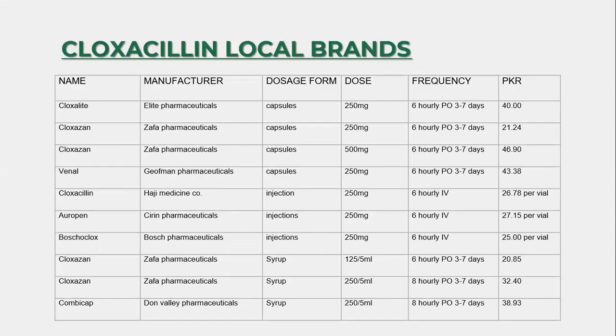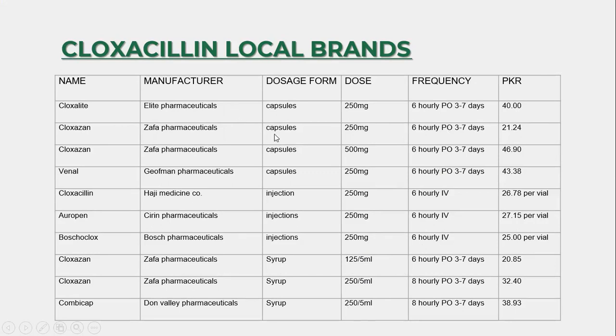Cloxacillin available in local brands. Cloxacillin is manufactured by the following manufacturers in the dosage form of 250 and 500, and in syrups we have 125 per 5 ml and 250 per 5 ml. Here to be considered are the cost of these and the effectiveness.